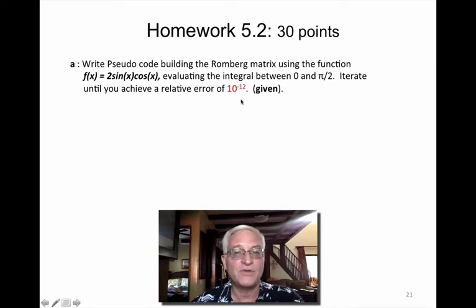For the trapezoid rule, we only required 10 to the minus 4th. For Simpson's rule, we required 10 to the minus 8th, but we're requiring an error of less than 10 to the minus 12th for the Romberg integrator. Part of your job, this homework, will be to compare those three orders relative to the number of iterations it takes for all three.